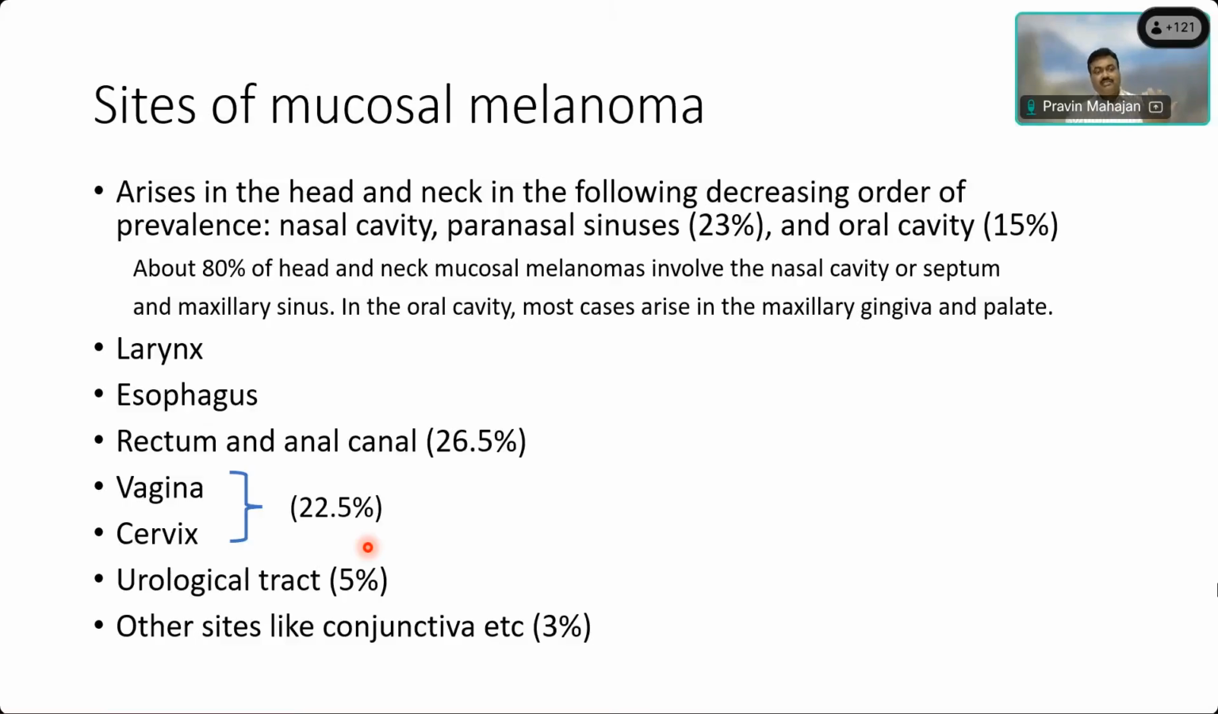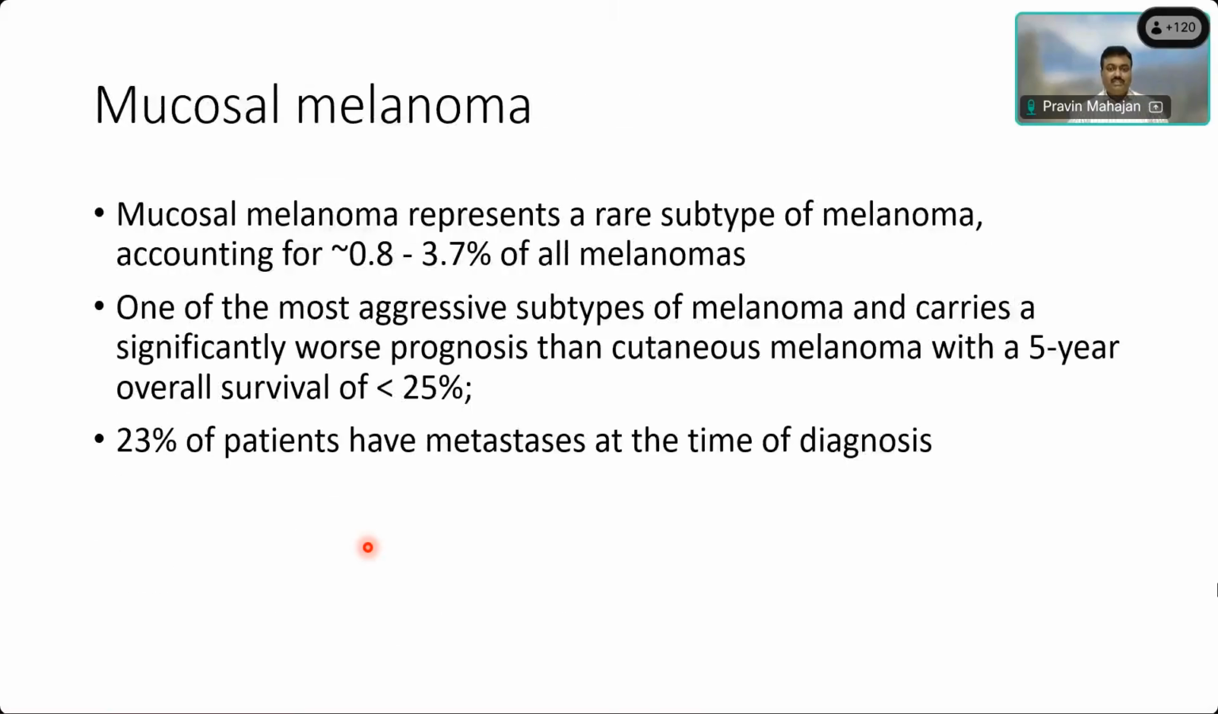The other areas where you can have melanomas are the larynx and esophagus. You can have them in the lower GI tract like rectum and anal canal also. Of all the mucosal melanomas, 26% occur in the rectum and anal canal, so it is a larger share than at other sites. You can also have melanomas in the vagina and cervix, the urological tract like the urothelial tract, and other sites like the conjunctiva. These are very rare types of melanomas occurring at mucosal sites.